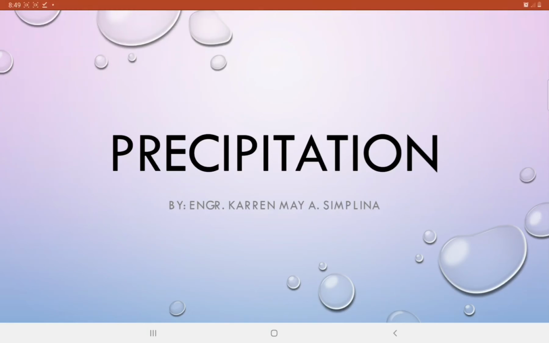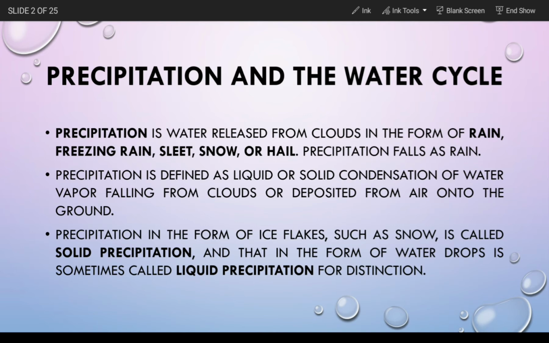Good day, class. So today we will be discussing precipitation. So we all know that precipitation is part of the hydrologic cycle. But first, let us define what is precipitation. So precipitation is water released from clouds in the form of rain, freezing rain, sleet, snow, or hail.